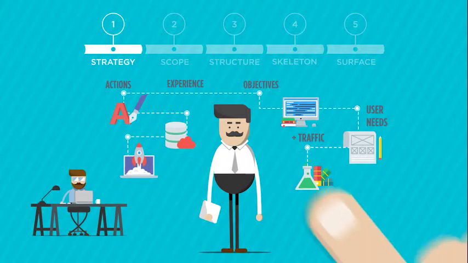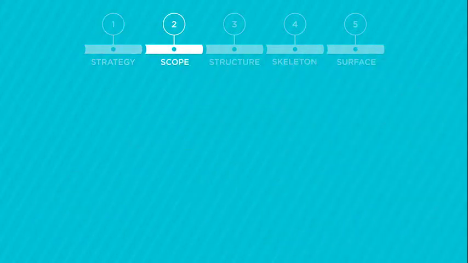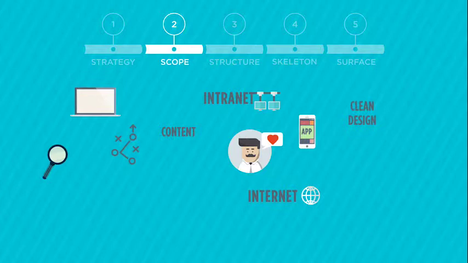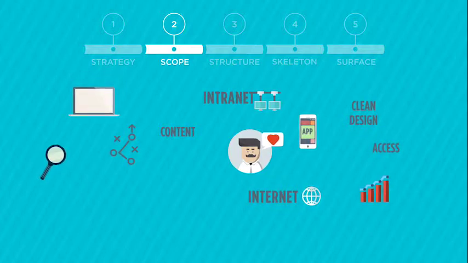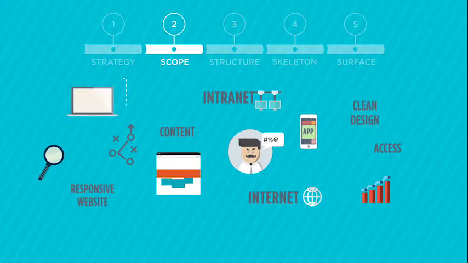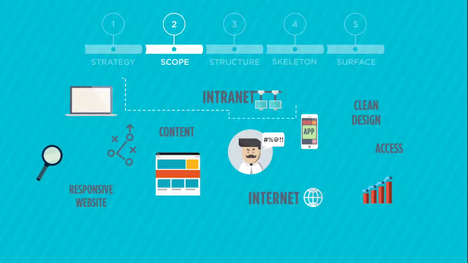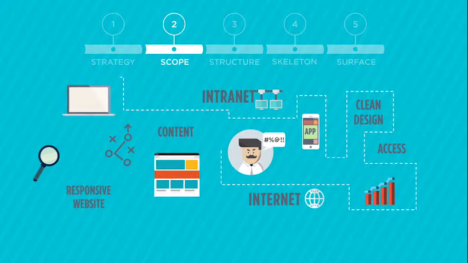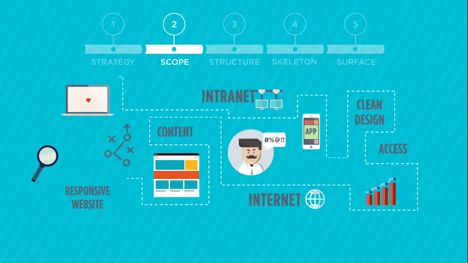The second stage is the scope. At this stage, we define the scope of our website, either on the intranet or the internet. An analysis of the agreed strategy is made by focusing on the needs and preferences of our users. Thus, we will determine the functional and content requirements that, combined, will define the scope of our website.